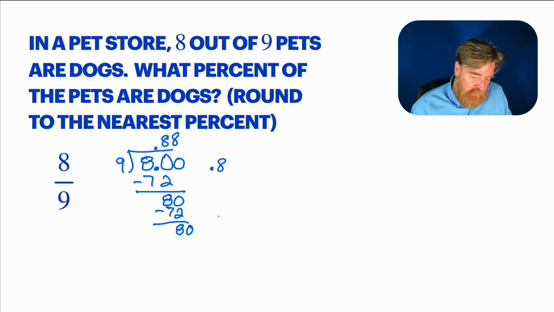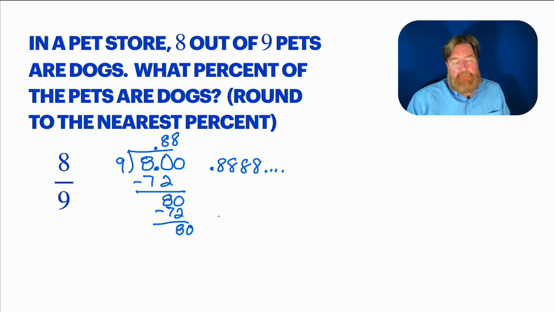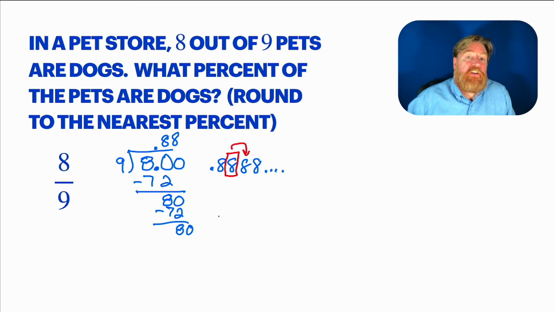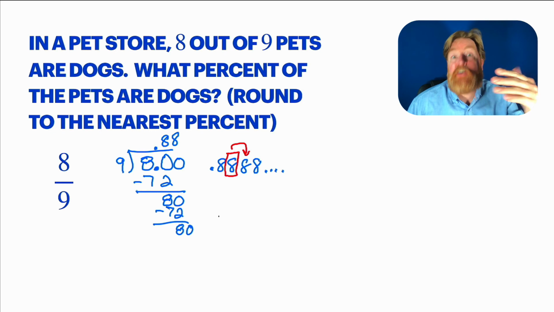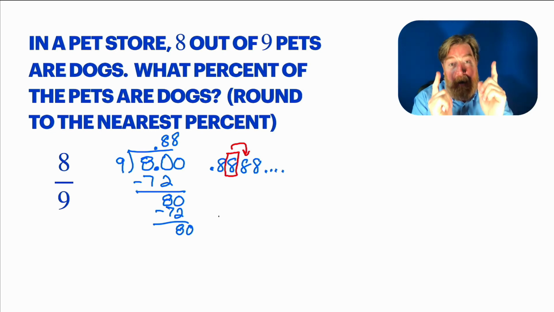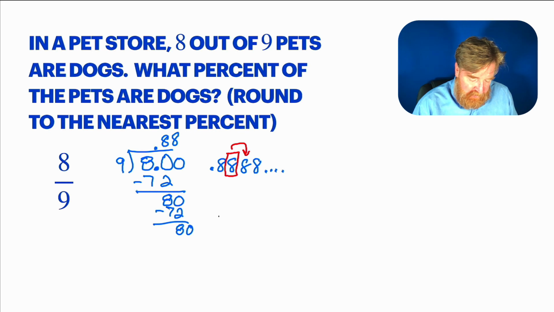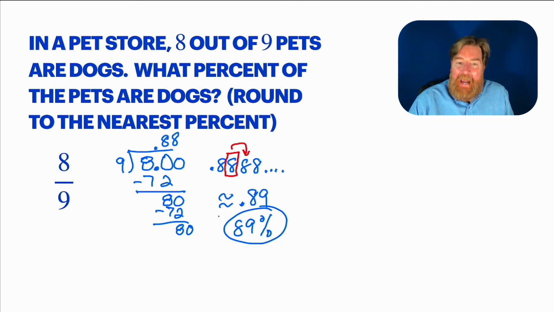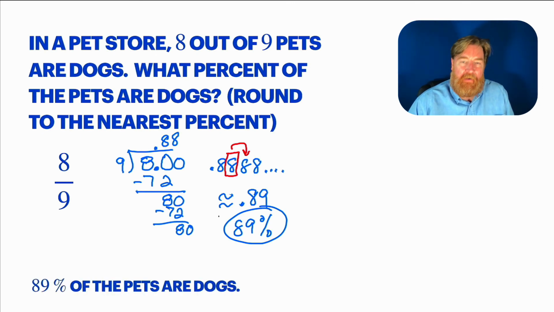So here's where we are. Well, because they want us to round it to the nearest percent, to the nearest hundredth, here's my number in the hundredth place. I'm going to look to the digit to the right of it. It's 5 or higher, so I should round my hundredth digit up. So let's make this about 0.89. Okay, or in other words, 89%. So 89% of the pets are dogs.